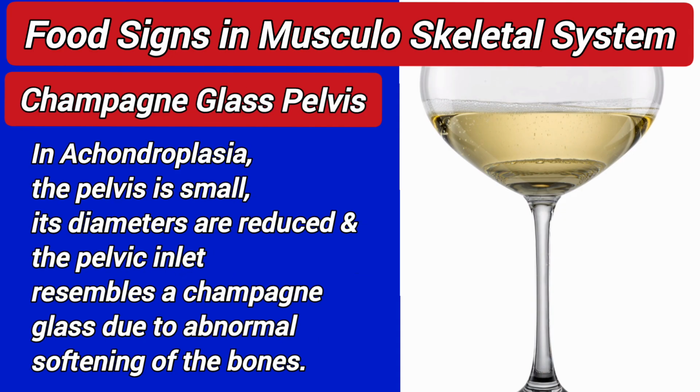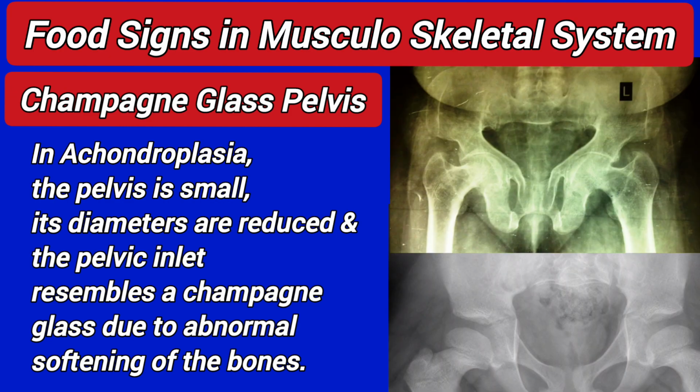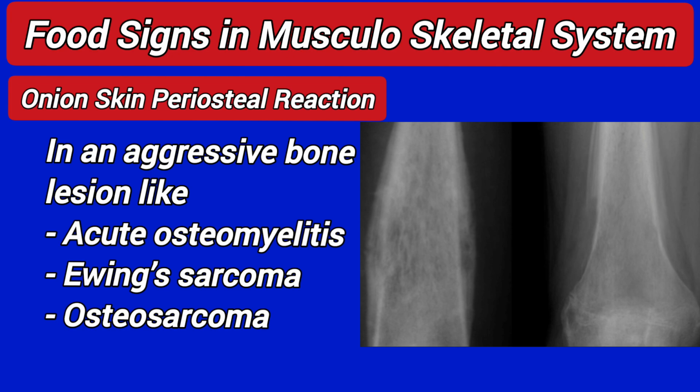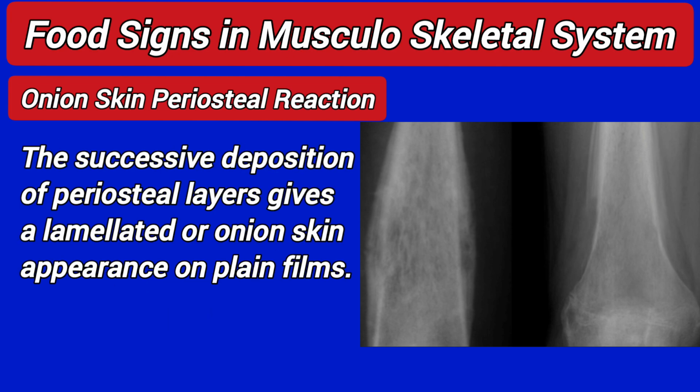Champagne glass pelvis. In achondroplasia, the pelvis is small, its diameters are reduced and the pelvic inlet resembles a champagne glass due to abnormal softening of the bones. Onion skin periosteal reaction. In an aggressive bone lesion like acute osteomyelitis, Ewing's sarcoma or osteosarcoma, the successive deposition of periosteal layers gives a lamellated or onion skin appearance on plain films.